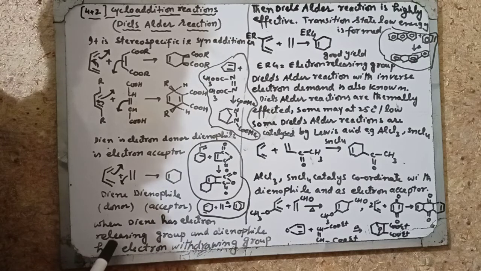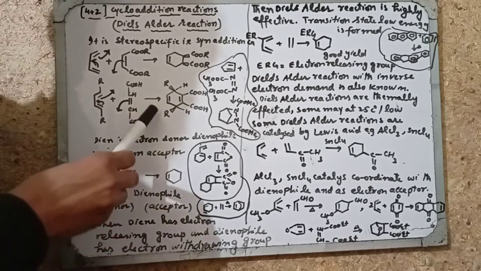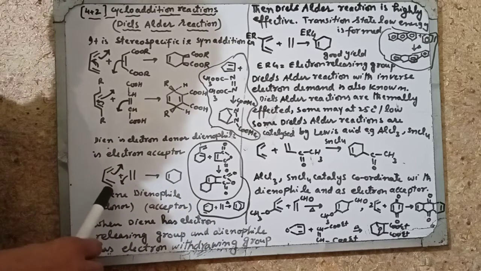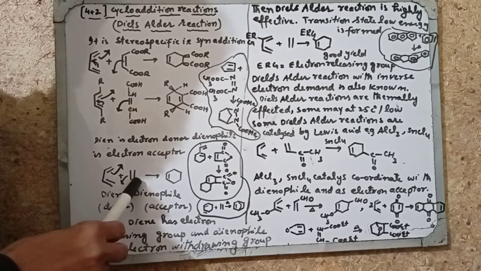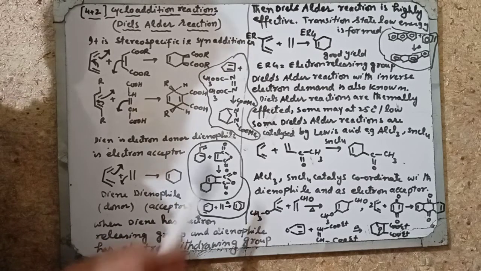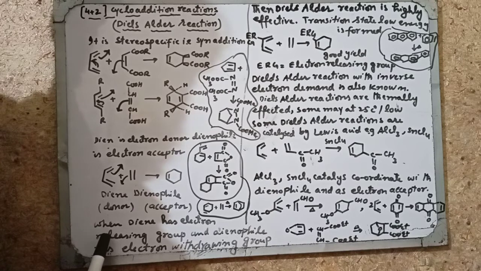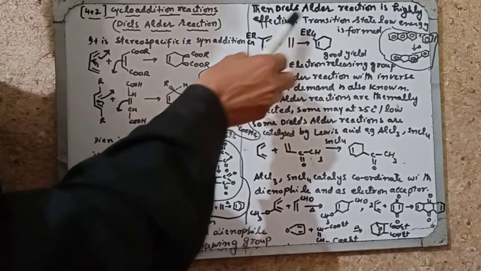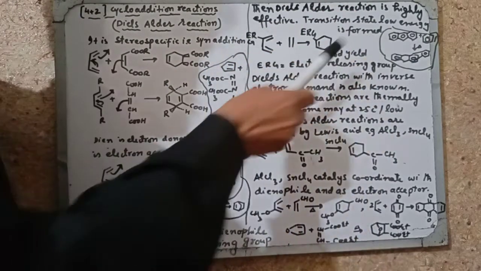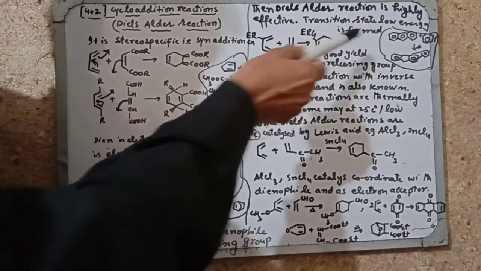When the diene has an electron releasing group and the dienophile has an electron withdrawing group, because it is the electron acceptor and the diene is the electron donor, the reaction becomes faster. A 100% yield, the maximum yield, is obtained when the diene has an electron releasing group and the dienophile has an electron withdrawing group. Then the Diels-Alder reaction is highly effective. A low energy transition state is formed, which is easily converted into the adduct.